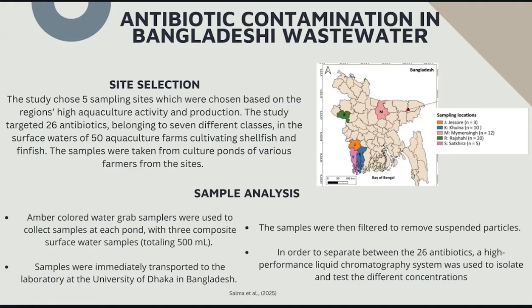So, sample analysis: the researchers used water grab samplers, and they went to each site and used composite surface water samples, which just means that they got water from three different places in the ponds in order to give an accurate overview of the composition. And they did this until each vial was filled to 500 milliliters, and the samplers themselves were amber colored to protect against UV light coming in and preserving the integrity of the antibiotics.